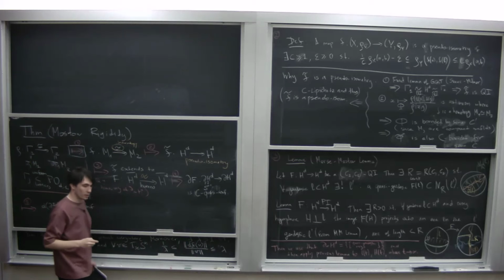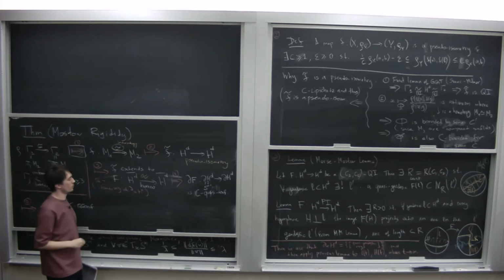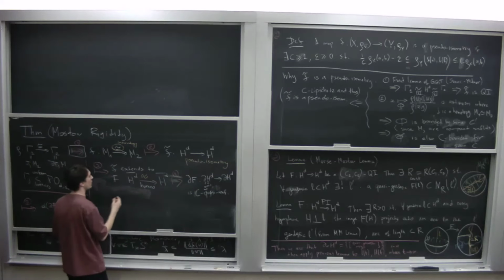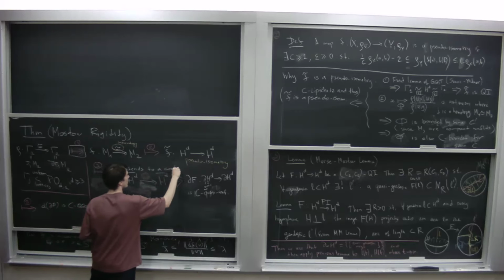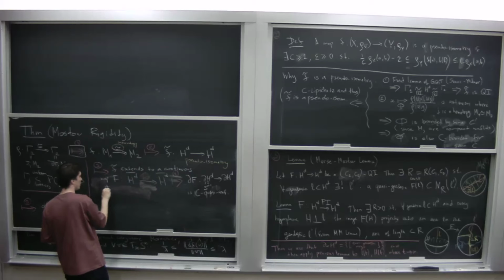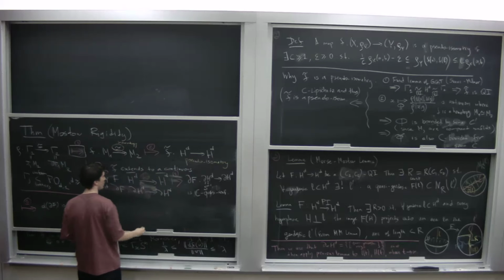So F tilde extends to a continuous map such that the boundary map, dF from the boundary of H^d to the boundary of H^d, is a homeomorphism. So let me clarify my writing here.